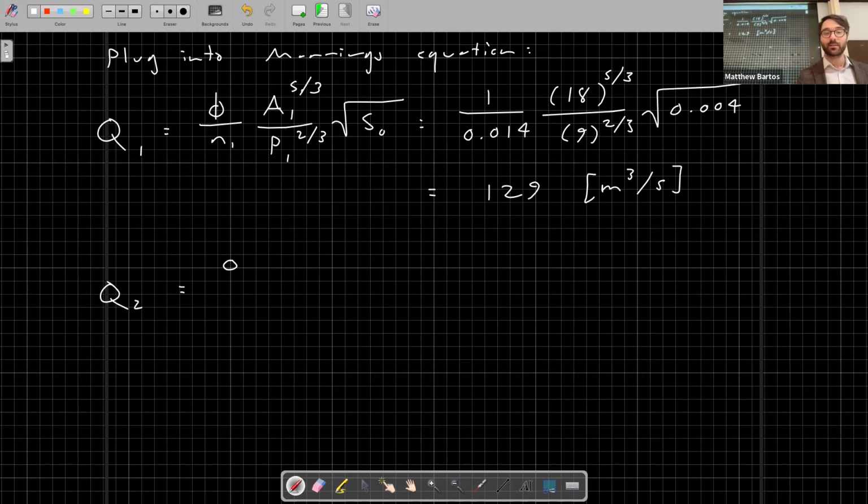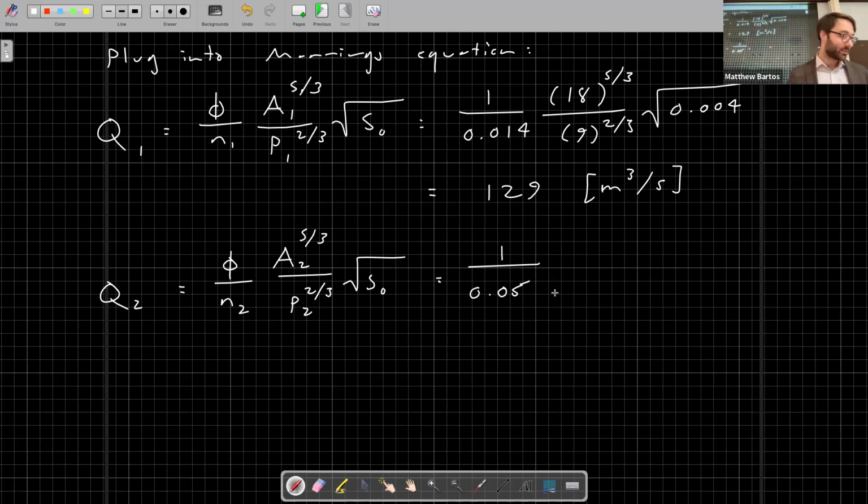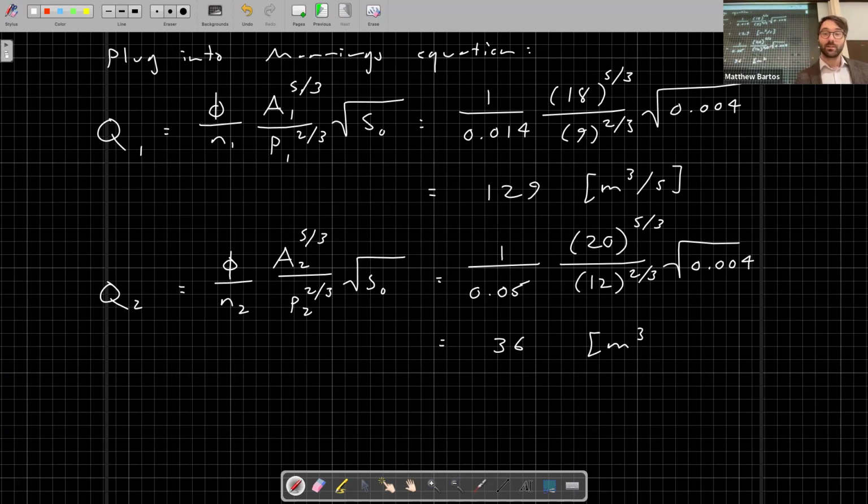For the discharge in the second section, same deal. We take the parameter phi divided by n2, the roughness in the second section, times A2 to the 5/3 divided by P2 to the 2/3 times the square root of the bottom slope. If we plug in numbers, we get 1 over 0.05. So we have a different roughness in the second section, times 20, the area, to the 5/3 divided by 12 to the 2/3 times the square root of 0.004. If we evaluate that expression, we should get about 36 cubic meters per second.